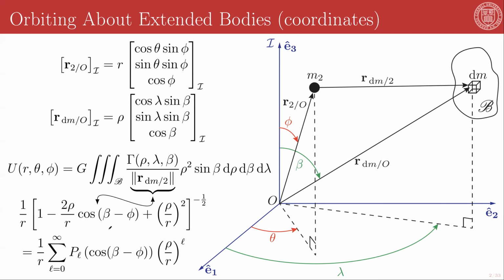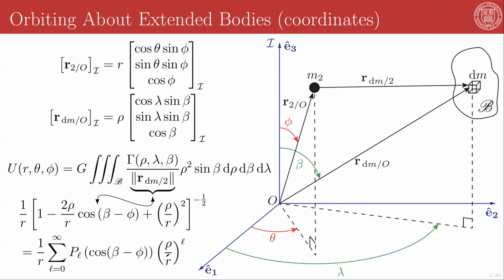This expression is purely a function of the trigonometry of the coordinates and can be verified by plugging in our usual trigonometric relationships. But the important thing here is that we've already seen this. This is a Legendre polynomial generating function. And so we know that we can write this as an infinite sum in the Legendre polynomials with argument cosine of beta minus phi, the difference between the zenith angles of these two coordinate sets.